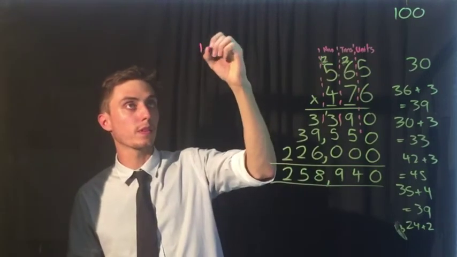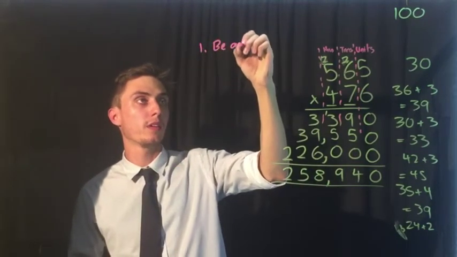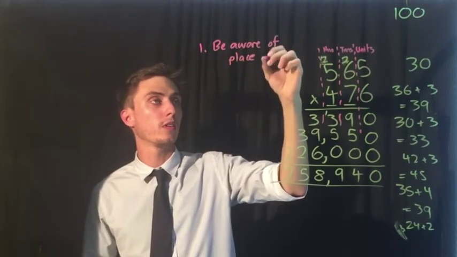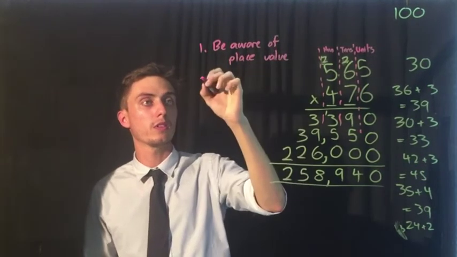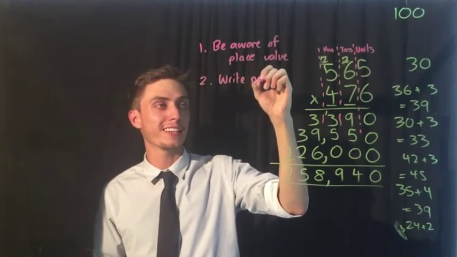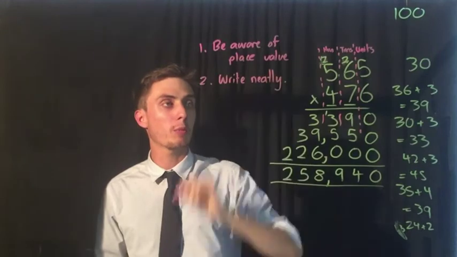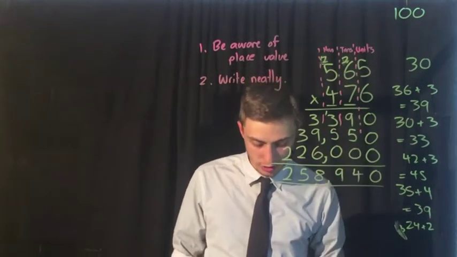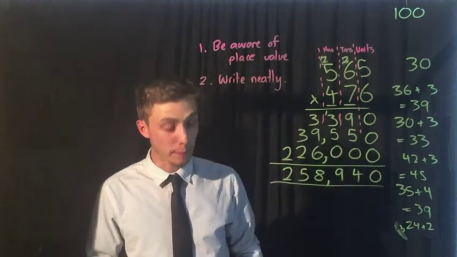1, be aware of place value. It's important. And 2, write neatly. You don't want your numbers ending up all over the place so that you get confused as you go down to do your addition. You want it all to be lined up.